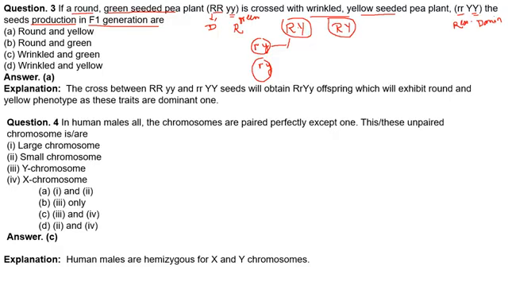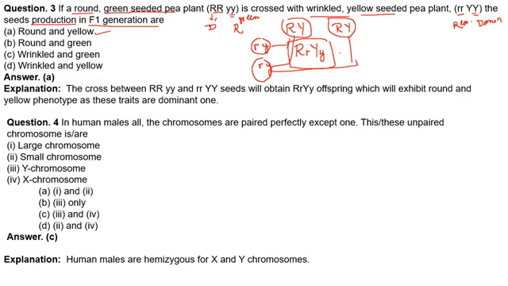Okay, let me cross this one. I'm getting capital R, capital Y, small y, isn't it? So the seed, or the progeny, will be round and yellow always. Even if you cross this one with this, or this one with this, you will get capital R, capital Y, small y. So the resultant seed will be round and yellow. Okay, so the first answer is the correct answer.